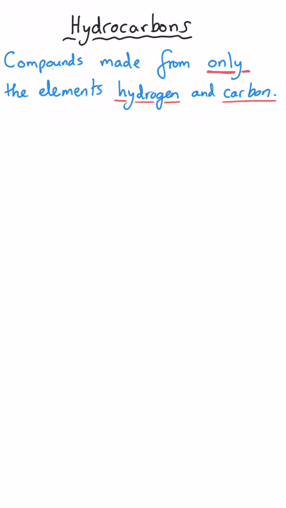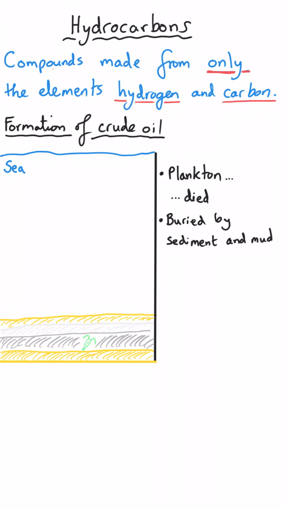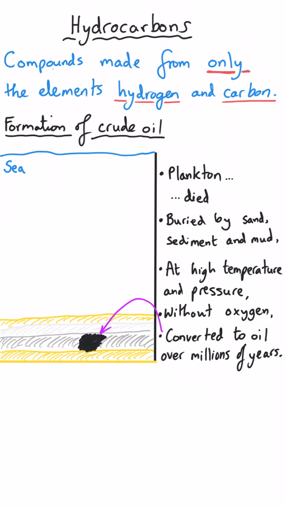These hydrocarbons formed when plankton, which are tiny marine organisms, died and were buried by sediment or mud and sand, and at high temperatures and high pressure over millions of years, they were converted into these hydrocarbons, which is a form of fossil fuel, as you'll remember.